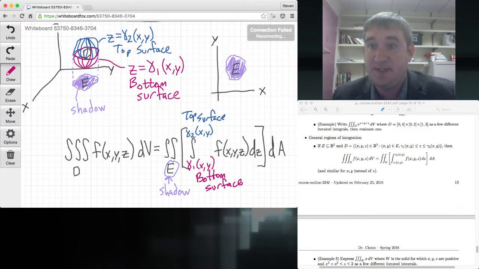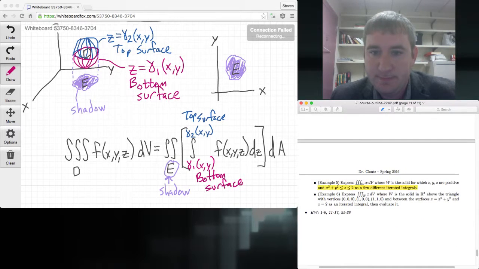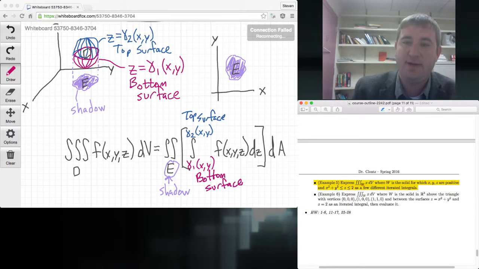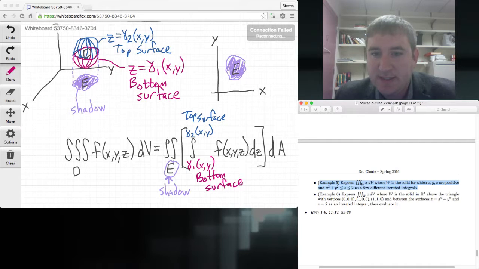All right, so let's put this to the test. I've got two examples. Got example 5 here. I'll do that one first. Express the triple integral of x with respect to volume, where W is a solid where x, y, and z are positive. So it doesn't ask me to actually evaluate this. Again, I've mentioned this before. My usual trick for the midterm to make the questions short enough to be done within the midterm is to not actually make you compute every single integral that you set up. I may just ask you to set it up. So that's what I'm going to do for example 5.